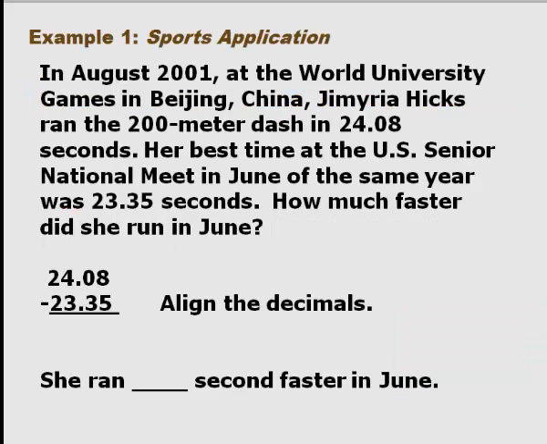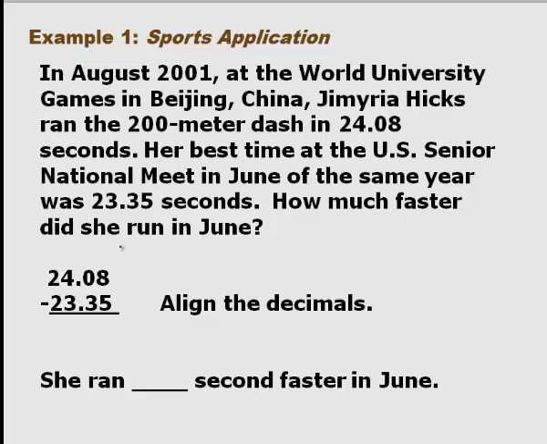Example 1. In August, at the World University Games in Beijing, China, Jimrick Hicks ran the 200-meter dash in 24 and 8/10 seconds. Her best time at the U.S. Senior National Meet in June of the same year was 23 and 3/100 seconds. How much faster did she run in June?